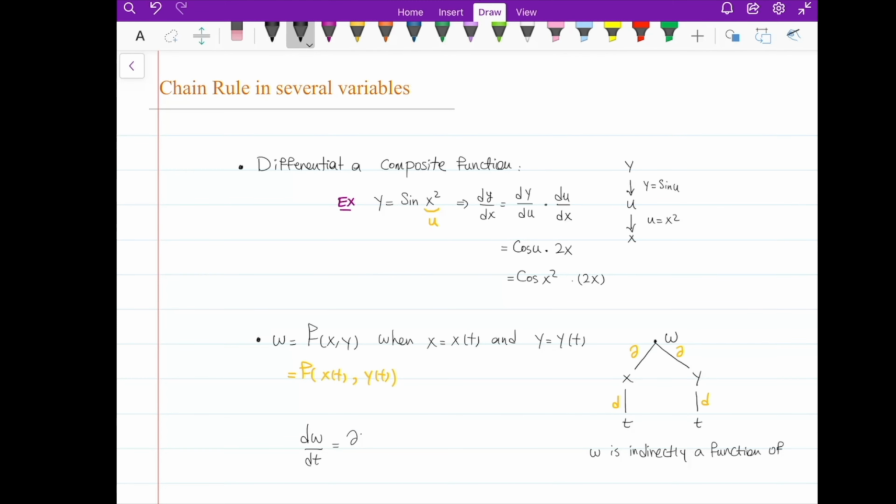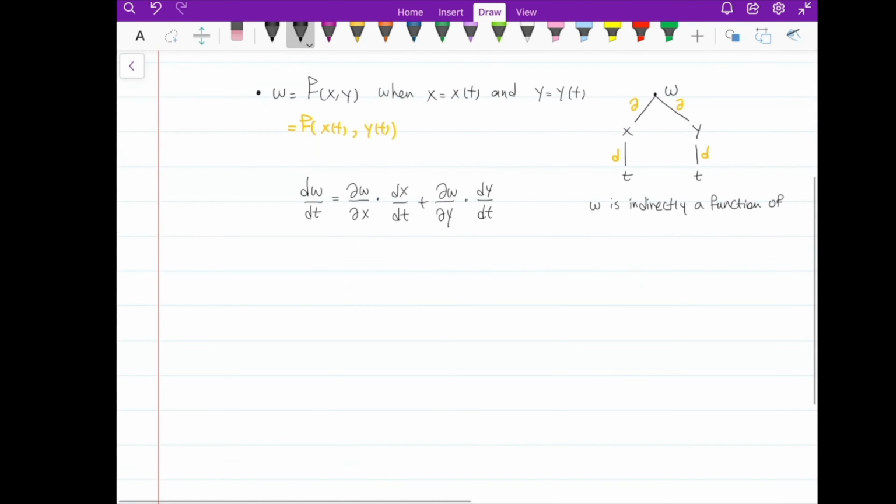I get partial w, partial x, and then dx/dt, or I can follow this path in here and go to y, and then say partial of w, partial y, and then dy/dt. That's how we define the chain rule.